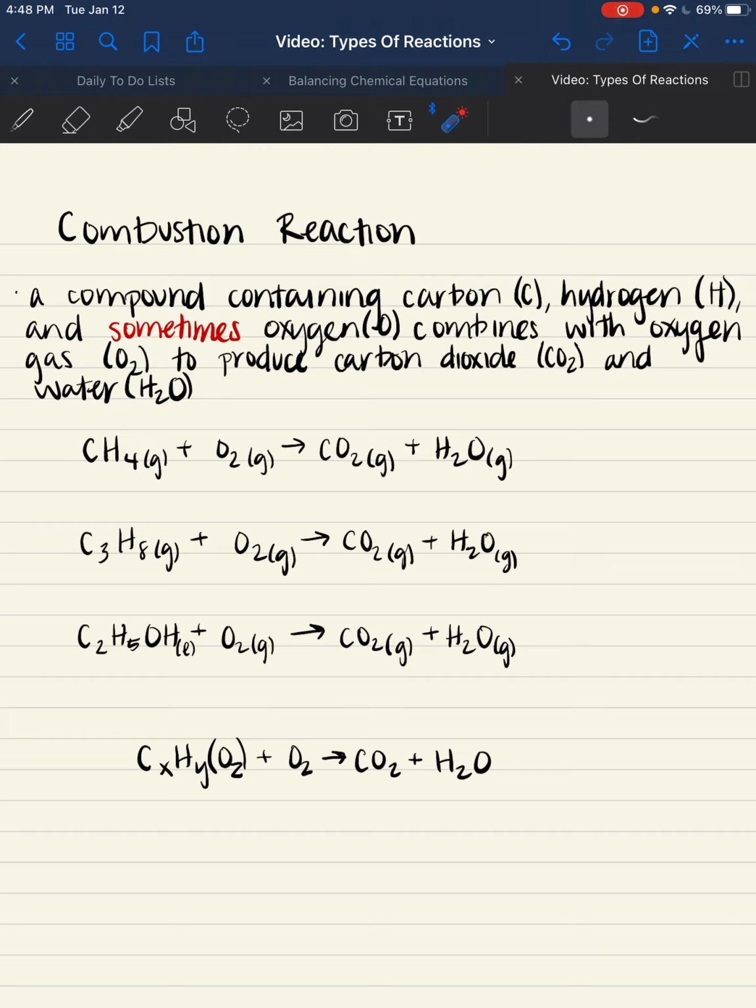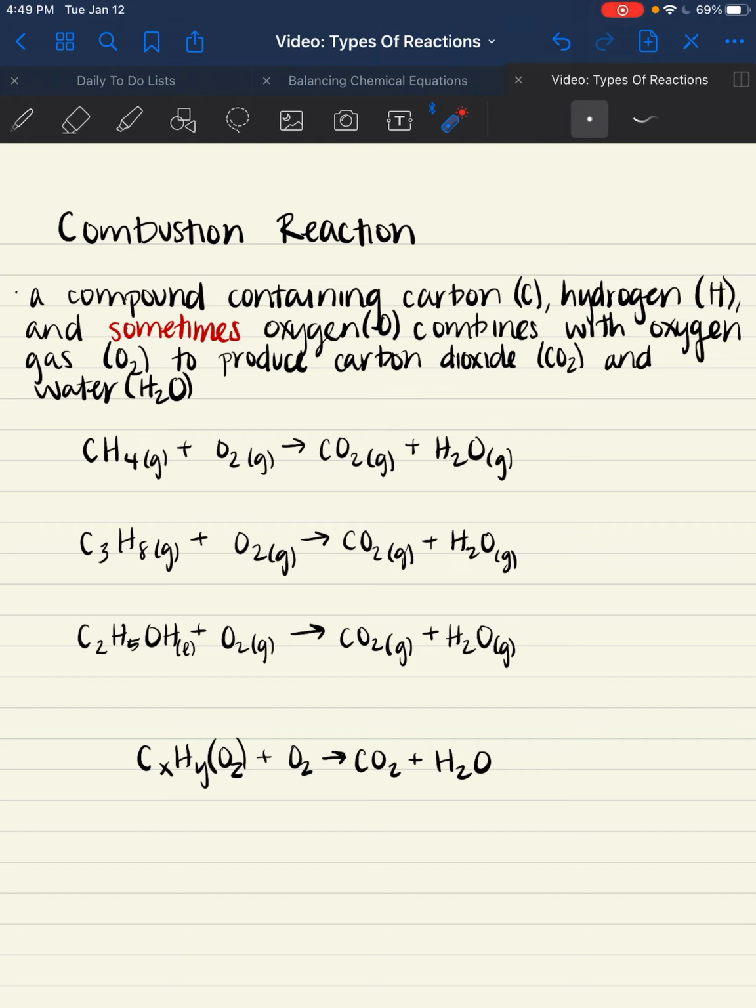So in this first example down here, we have something that contains carbon and hydrogen. Notice it doesn't contain oxygen right there. That said, it was only sometimes. And it's combining with our oxygen gas, that O2, and we are getting carbon dioxide and water out of it. In our next example, we have the same thing. We just have a different number of carbon and a different number of hydrogen, but it's still combining with oxygen gas, and we still end up with carbon dioxide and water.